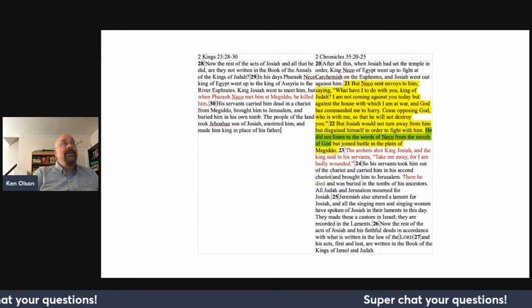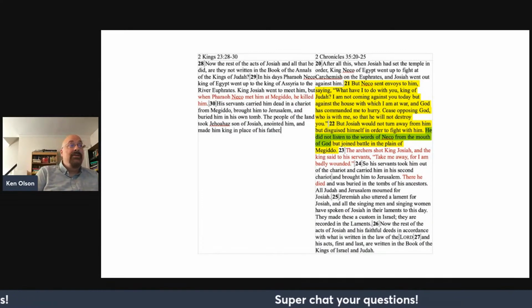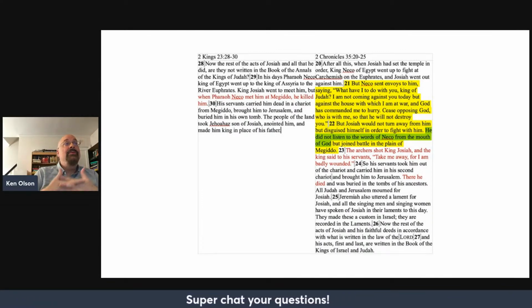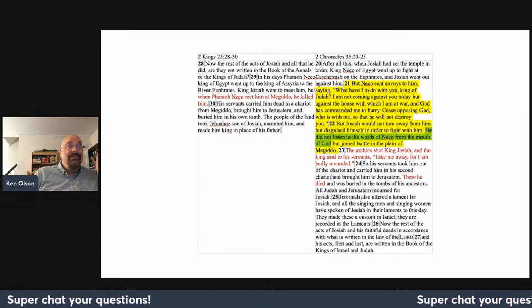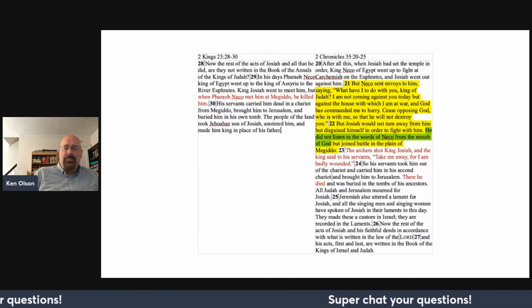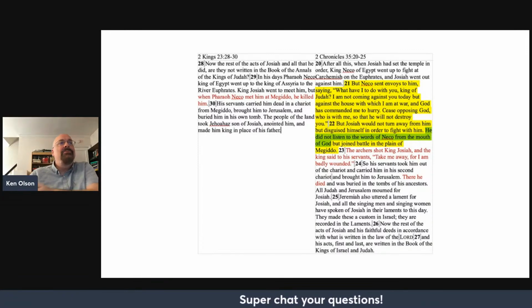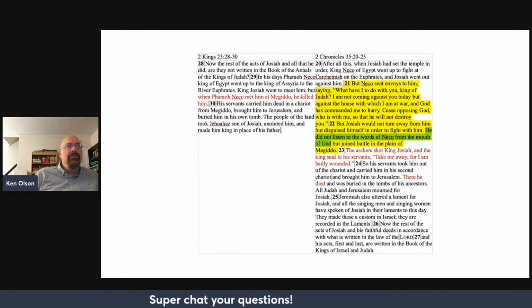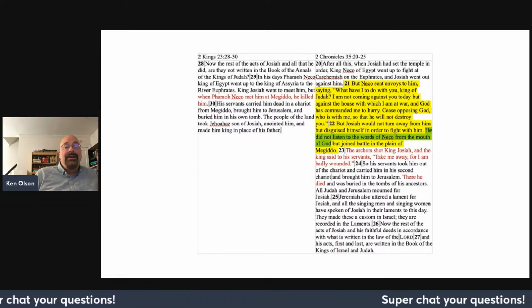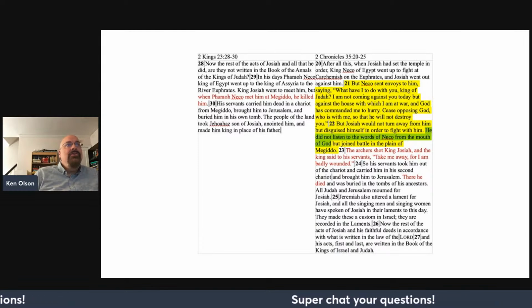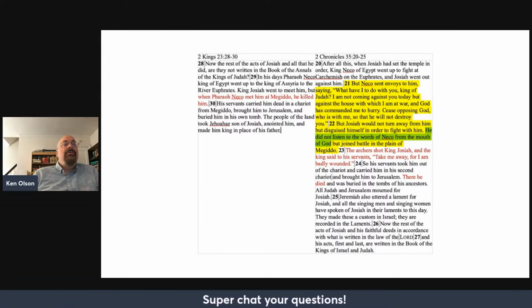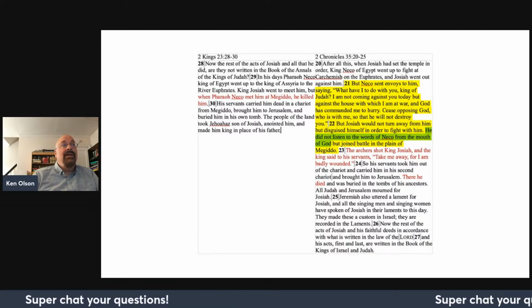So Josiah finds a book while the temple is being refurbished, and he realizes, oh, we've been celebrating Passover wrong. So he suppresses all of the worship in the high places. Apparently, according to this text, Jews were worshiping Baal in the high places, and he suppressed that and had Passover celebrated in Jerusalem, just the way God wanted it, and directed to them in this lost book that had turned up. So Josiah comes off very well in the book of Kings.